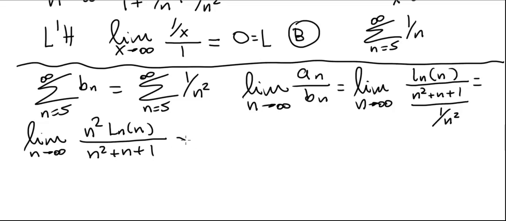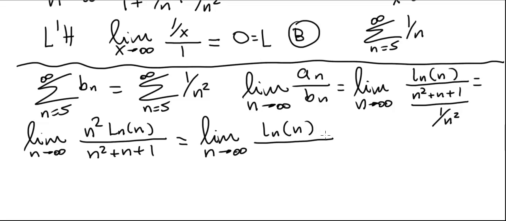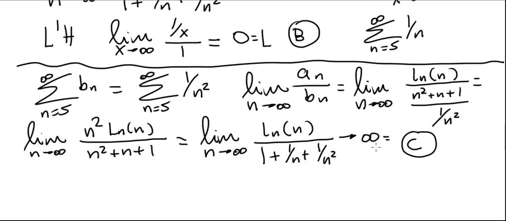Once again, let's divide everything by the highest power of n. This is the limit as n goes to infinity. We have ln of n in the numerator, and in the denominator we have 1 plus 1 over n plus 1 over n squared. Once again, the denominator goes to 1. The numerator ln of n goes to infinity, so this limit approaches infinity, and we're under case C because our L is equal to infinity.